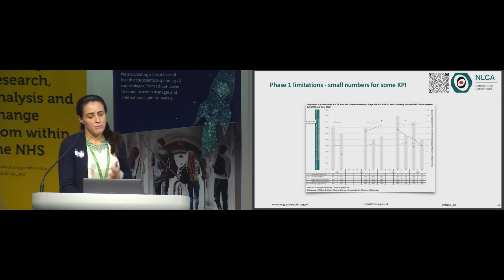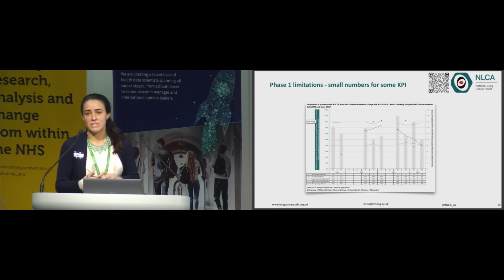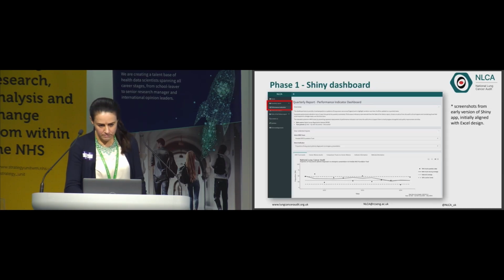One of the limitations we ran into was small numbers. So when we're reporting at trust level and we're breaking that down at quarterly time increments, especially, so for example, this indicator is restricted to a specific disease subtype, a specific disease stage and performance status, then the numbers get very small. And once we've applied small number suppression rules, you can see that there are certain time points that just drop out, and so you lose that trend over time.